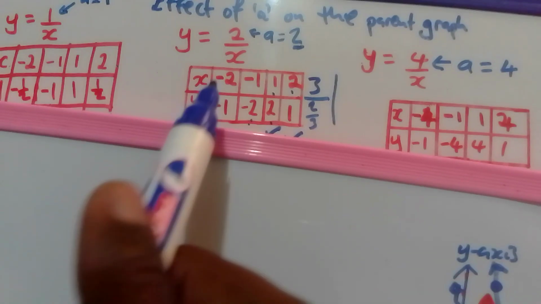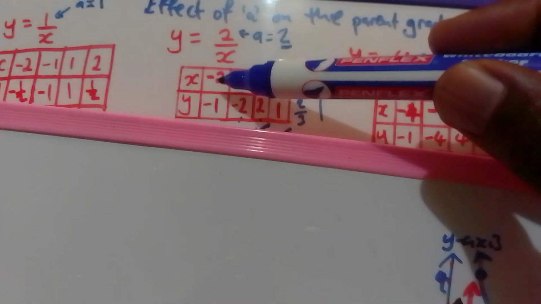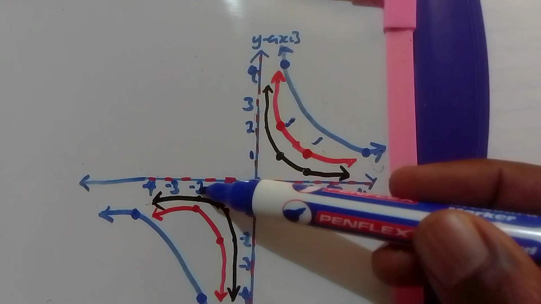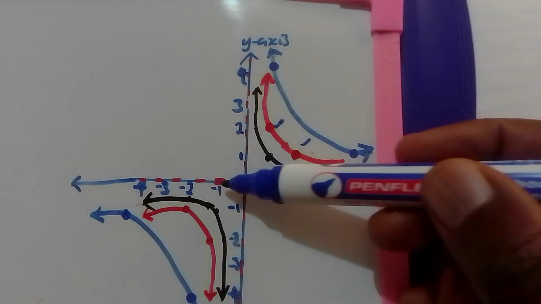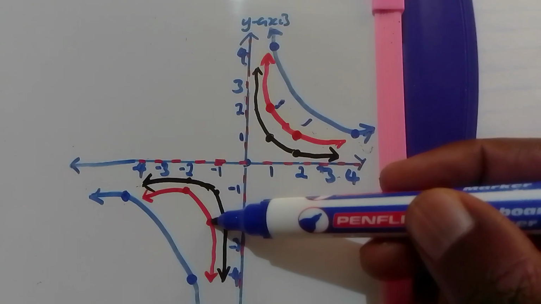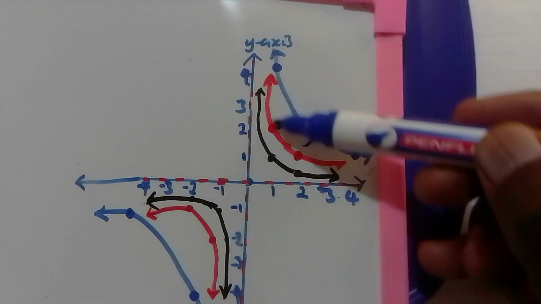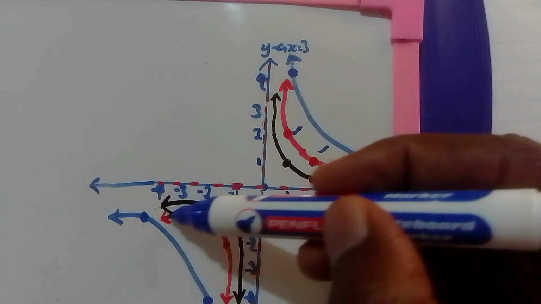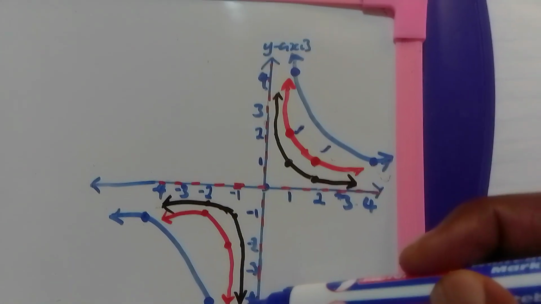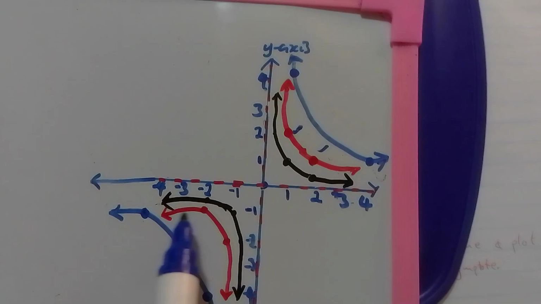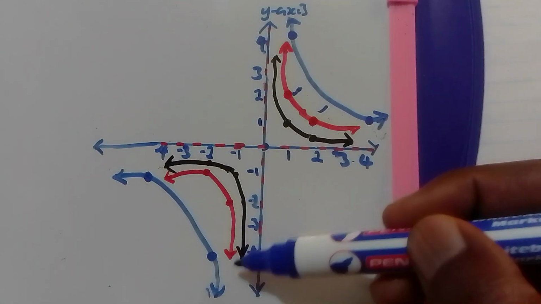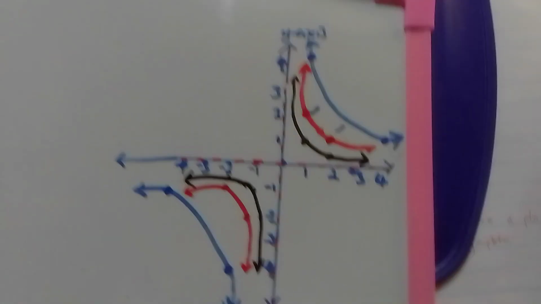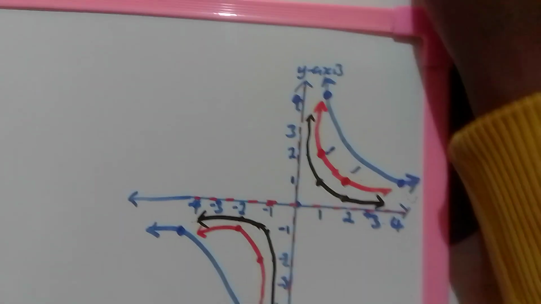Let's check the negatives. When our x was -2, our y was -1. When our x for this graph was -2, our y was -1. And when our x was -1, our y is -2. So on this side, it's decreasing. In this third quadrant, it is also decreasing. So we're moving from higher y values to smaller y values, right?